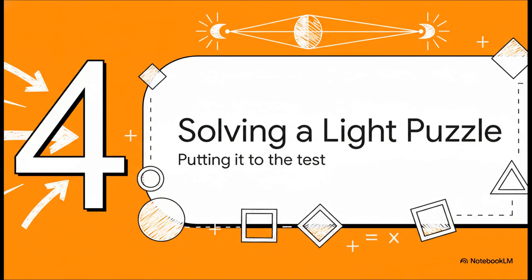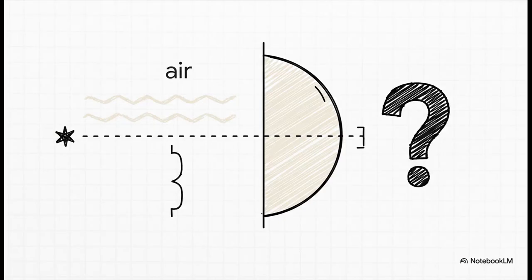I mean, an equation is only as good as its ability to predict what happens in the real world. Let's put it to the test. Okay, let's solve a light puzzle. Imagine a tiny point of light in the air. It's heading towards a curved glass surface. We know how bendy the glass is, we know exactly how curved the surface is, and we know how far away the light source is. The only thing we don't know is, where is that final image going to appear?